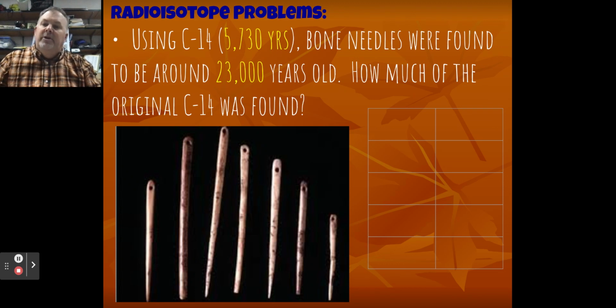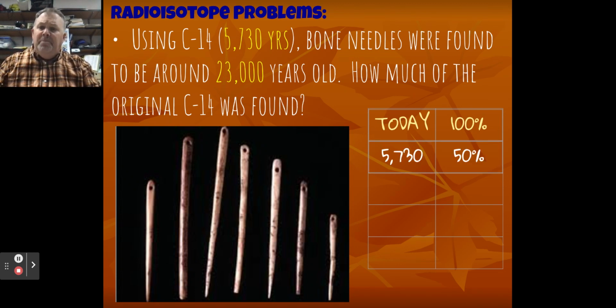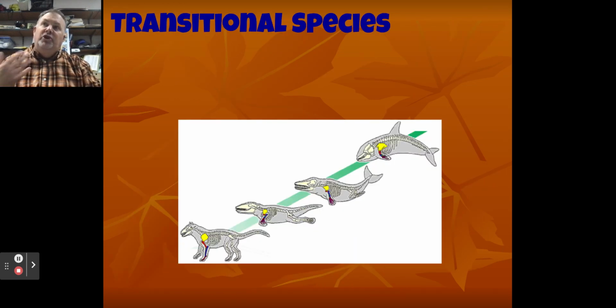We found some needles that looked maybe like Native American, estimated to be around 23,000 years old. How much was found in the original? Well, if we use that same logic, 100% today. If we go through 50%, that's 5,730 years. Another 25% is 11,000 years. Half of that would be 12.5%. And again, we'd go through several half lives. In fact, we'd go through 4 half lives, and that total would approximate up to around 23,000 years. So that's what we're looking at as far as using that tool.